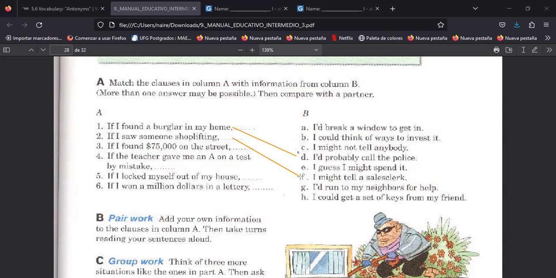If I found $75,000 on the street, okay, so imagine living that dream. Letter C. Okay, I remember some of your answers. I thought I might not tell anybody. Just me. Okay, maybe Marlene. Let's see. Marlene, continue with number four. If the teacher gave me an A on a test by mistake. Okay, so that was too creative. If the teacher gave me an A on a test by mistake, guys.